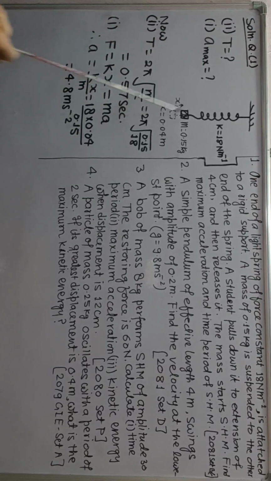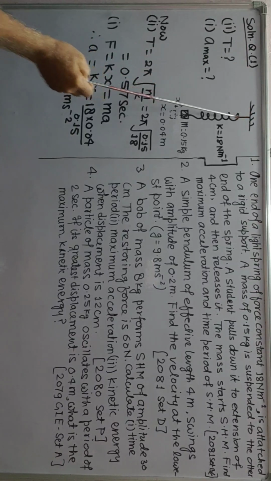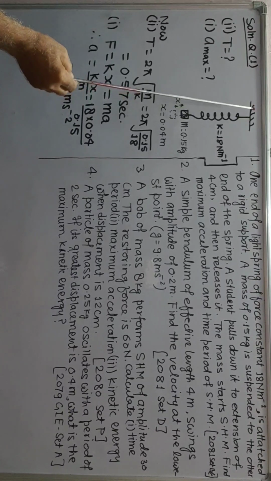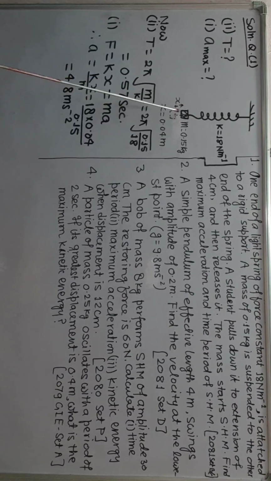Now, according to question, now solution. This is the spring of force constant 18 Newton per meter. One end of the spring is suspended to a rigid support and lower end is connected to a mass 0.15 kg. When it is slightly displaced through 4 cm, means 0.04 meter, and then released, it will execute simple harmonic motion up and down.